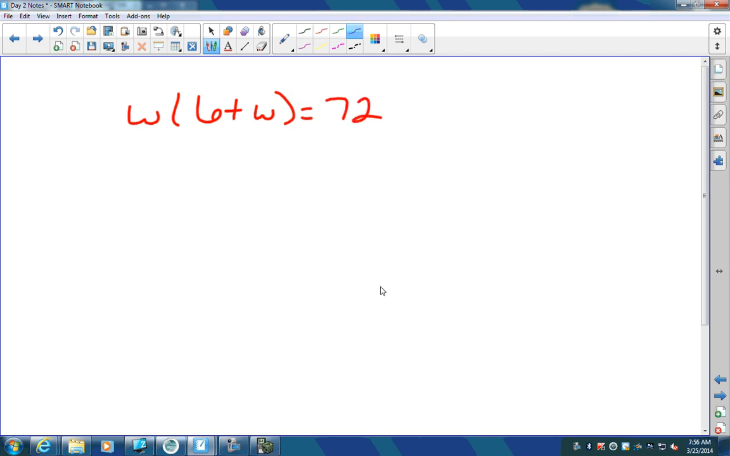All right, to solve this, there's 2 ways you can do this. Let me show you the quick way. Here's one way. Go to your calculator. Put the left-hand side right here into Y1.